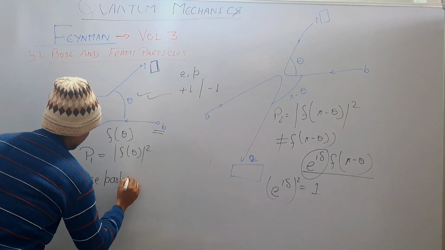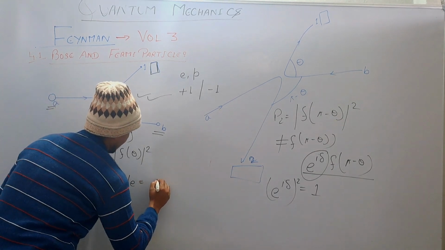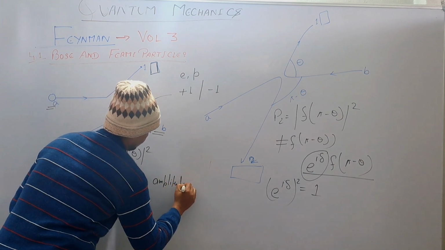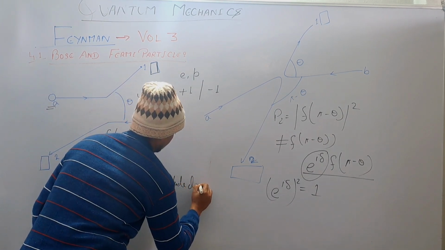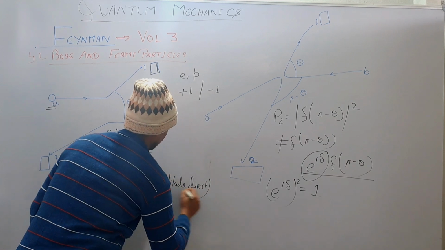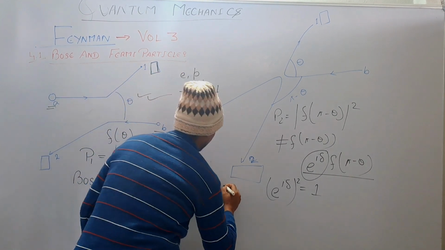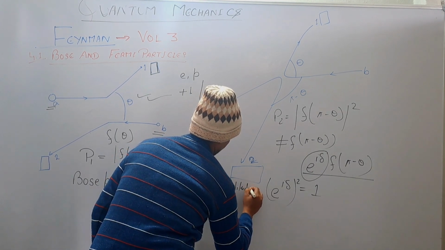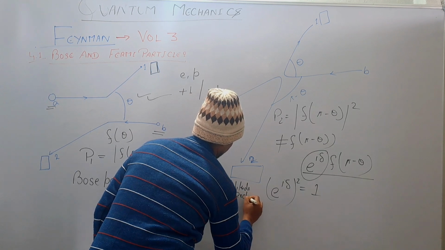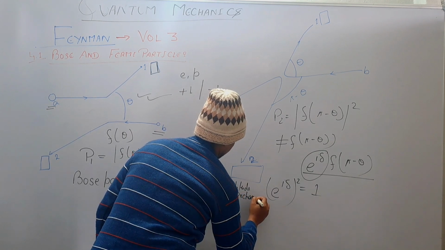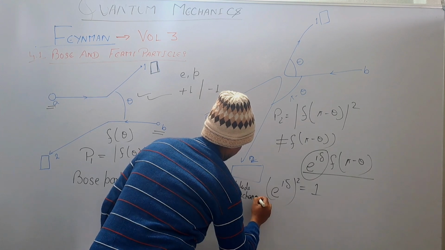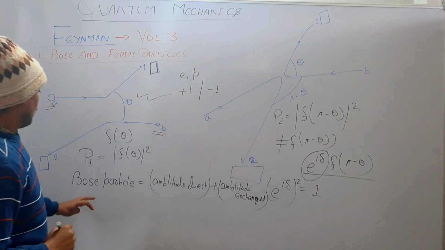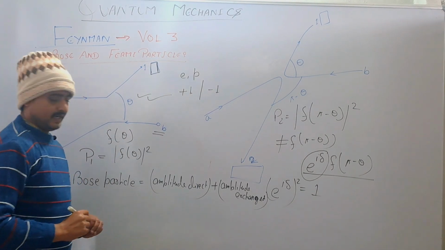In case of Bose particles, the amplitude is amplitude direct plus amplitude exchanged. This is the probability amplitude of Bose particles.